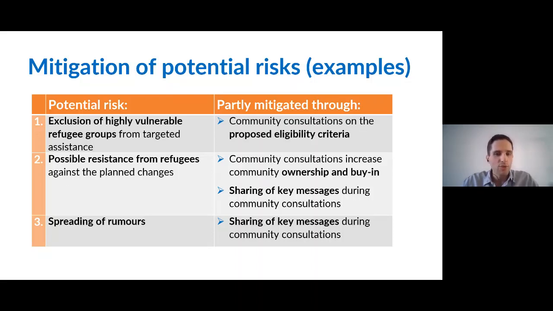Then the second potential risk is a possible resistance from refugees against the plan changes. Again, the consultation should help to increase community ownership of and buy-in in the targeting or prioritization process. And since we share information, key messages throughout the process and during the consultations, this should help to make sure that everyone is well informed, understands which changes are happening and why they're happening. And this should also help with the third point, the potential risk of rumors spreading. Next slide, please.